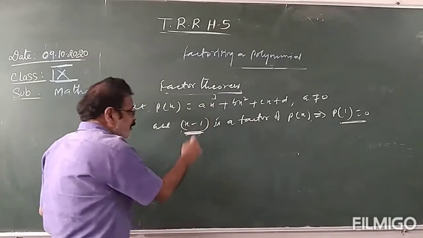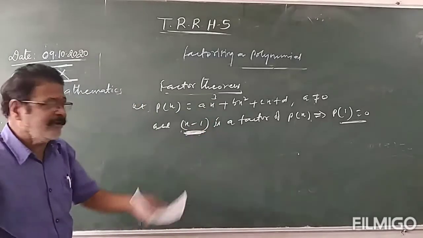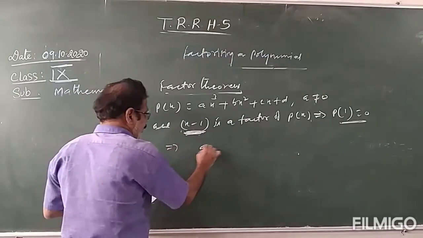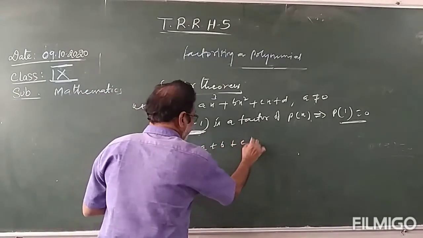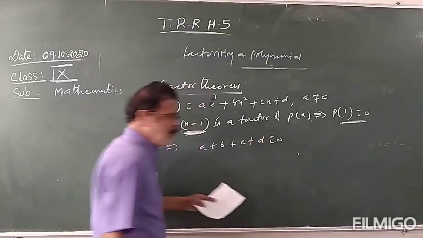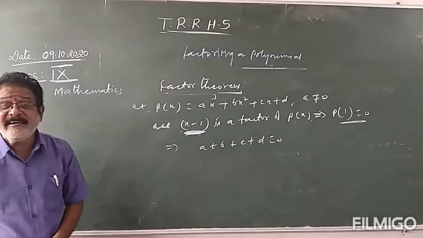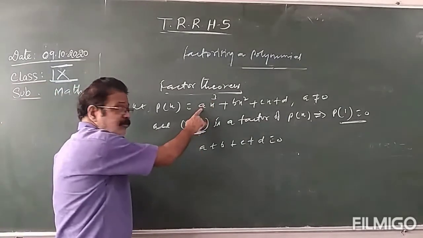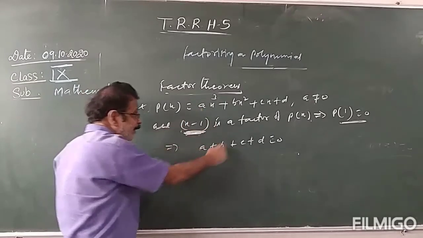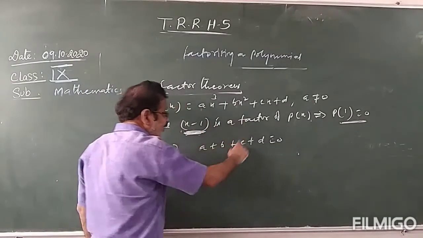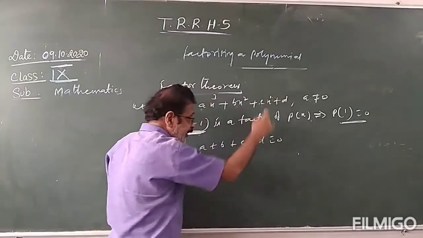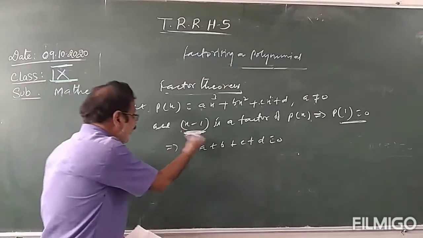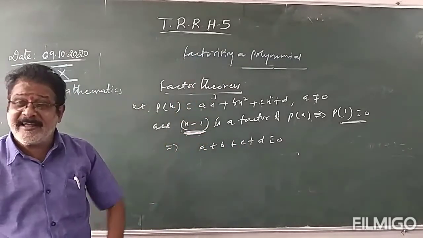How can you say directly that x minus 1 is a factor? The condition implies a plus b plus c plus d equals 0. What are a, b, c, d here? They are the coefficients. A is the coefficient of x cube, b is the coefficient of x square, c is the coefficient of the first degree, and d is the constant. If the sum of the coefficients is 0, we can say directly that x minus 1 is a factor.